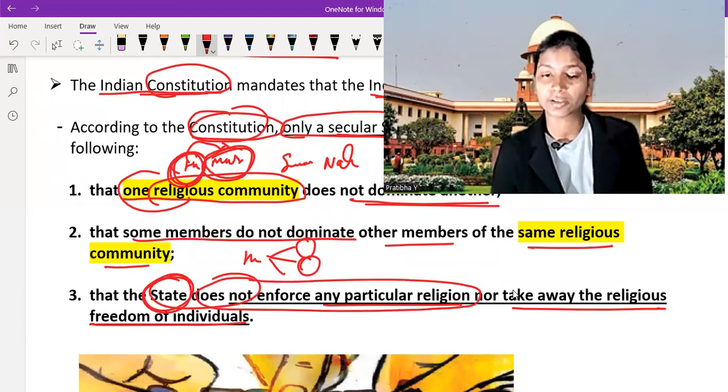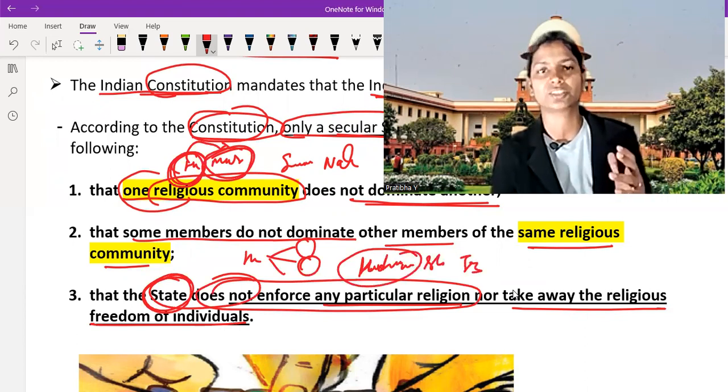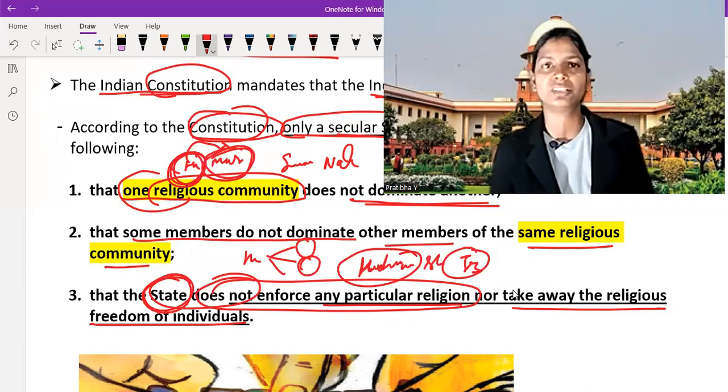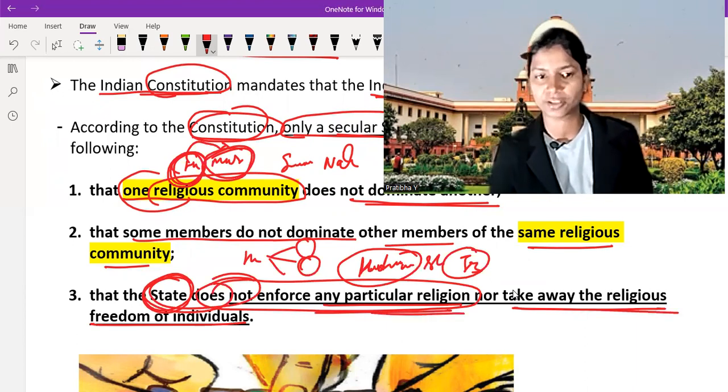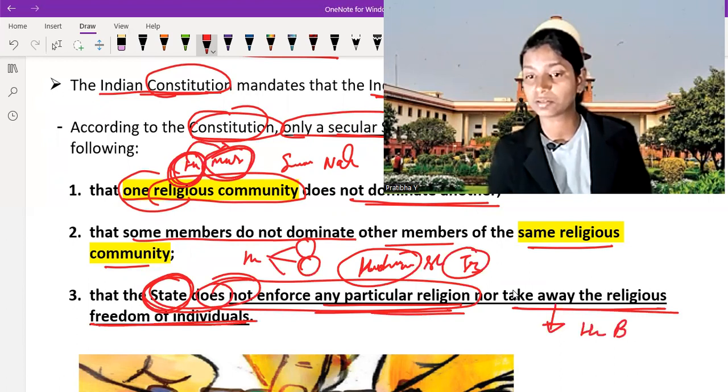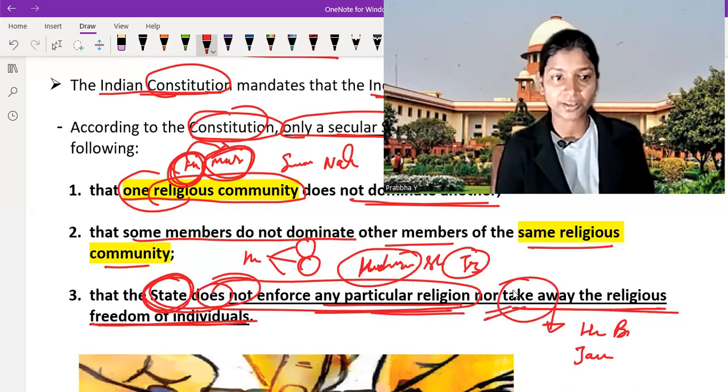That means you cannot say that the state is a Hindu state or an Islamic state. Like Pakistan, they declare we are an Islamic state, but India is not, because India is a secular country. So the state does not enforce any particular religion, and does not take away the religious freedom of an individual. You can't take away religion. Whether I practice Hinduism, Buddhism, or Jainism, it is my choice, not the choice of the state. So these are very, very important points related to secularism of India.